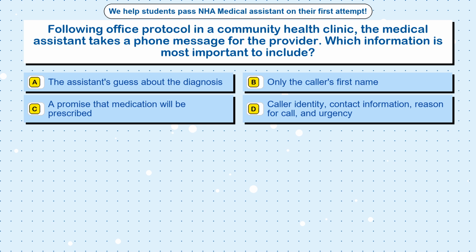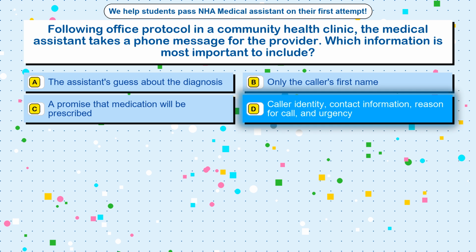Question 59. Following office protocol in a community health clinic, the medical assistant takes a phone message for the provider. Which information is most important to include? Option A, the assistant's guess about the diagnosis. Option B, only the caller's first name. Option C, a promise that medication will be prescribed. Option D, caller identity, contact information, reason for call, and urgency.